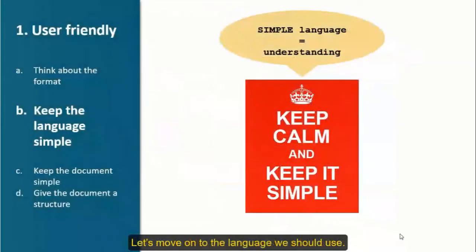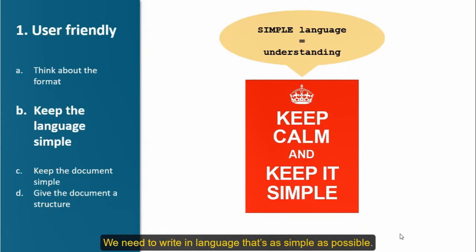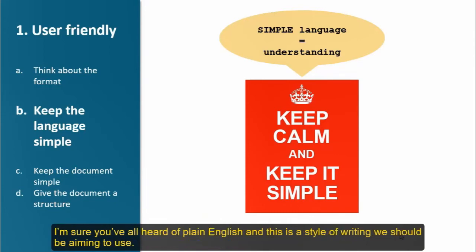Let's move on to the language we should use. This section covers the perceivable and understandable criteria of the regulations. We need to write in language that's as simple as possible. Simple language makes the document accessible to people with cognitive impairments and learning disabilities.